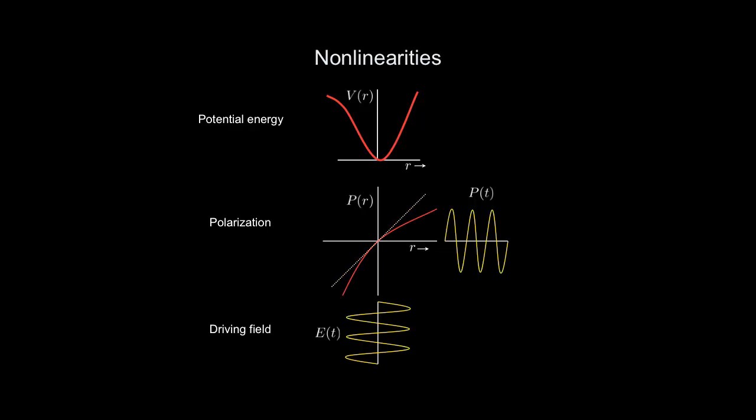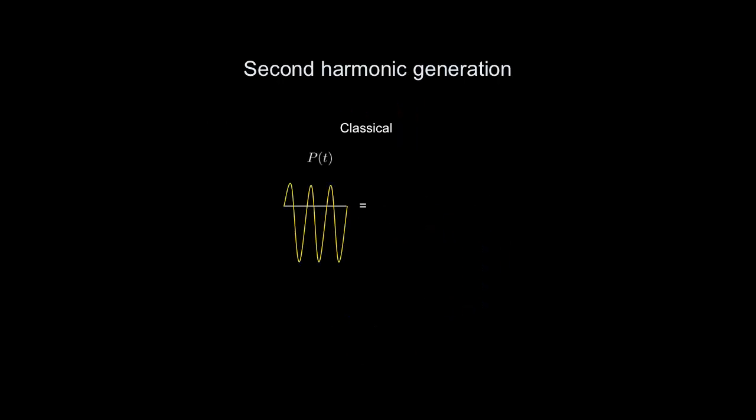Then the polarization is no longer linear, and the resulting polarization will oscillate at a different frequency than the driving field, and that shows that there are other frequency components in this polarization. That gets me first to the second harmonic generation, and then I'll go to the two-photon fluorescence and the Jablonski diagram.